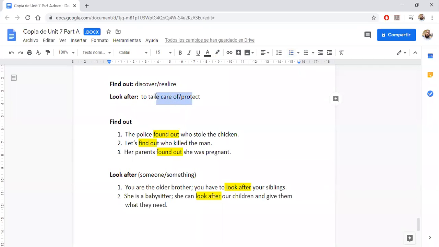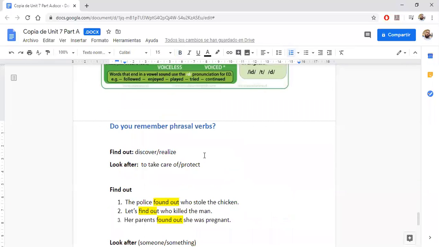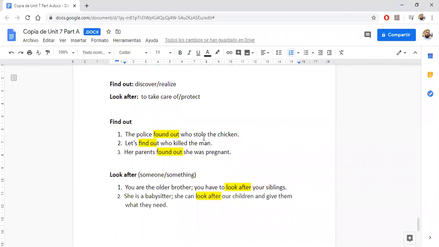So, look after: to take care or protect. Find out: to discover or realize. Let's find out who killed the man. Let's discover. Her parents found out she was pregnant. Her parents discovered, realized she was pregnant. So these are the 2 phrasal verbs of this part of the unit.